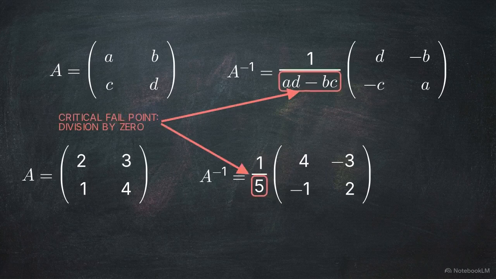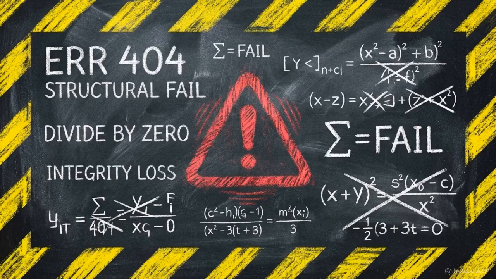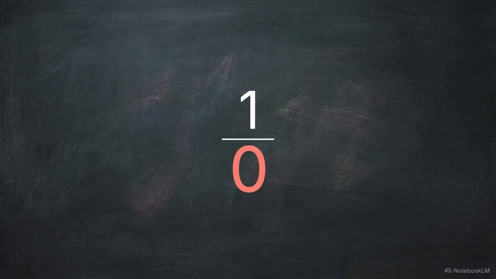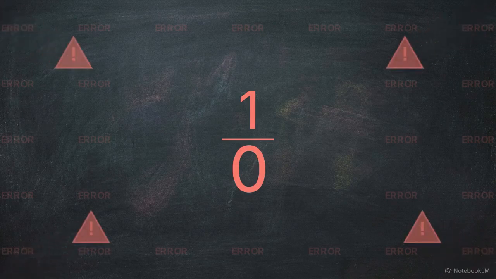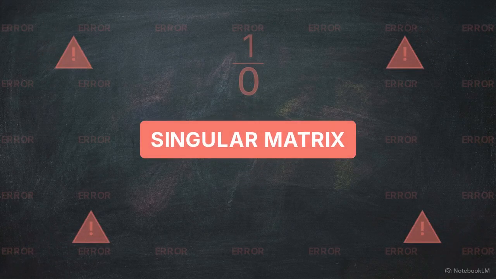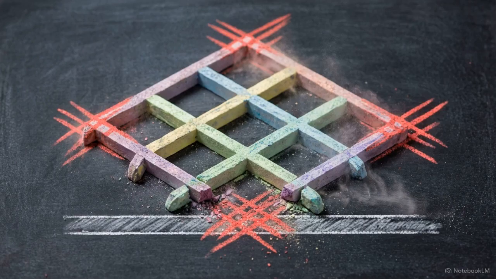The scalar fraction requires dividing the number 1 by the determinant. This establishes the absolute condition for invertibility. The determinant cannot equal 0. Reaching 0 is catastrophic. Dividing by 0 is mathematically undefined, creating what is known as a singular matrix, where the transformation becomes completely irreversible. A determinant of 0 indicates irreversible data collapse. The grid dimensions have flattened, and the original information is permanently lost.